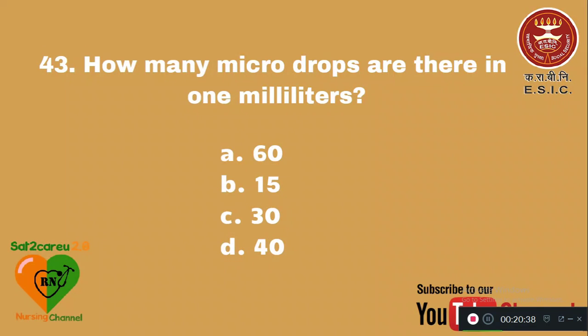Question number 43. How many microdrops are there in 1 milliliter? A 60, B 15, C 30 and D 40. The number of microdrops in 1 milliliter is option A, 60 microdrops are present in 1 milliliter.